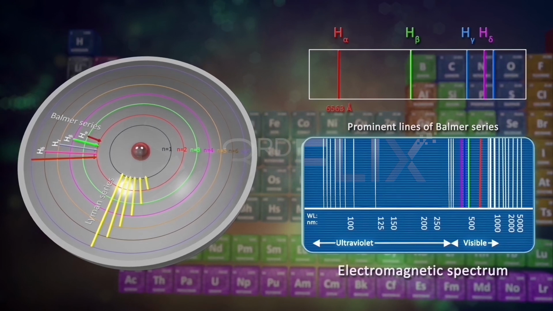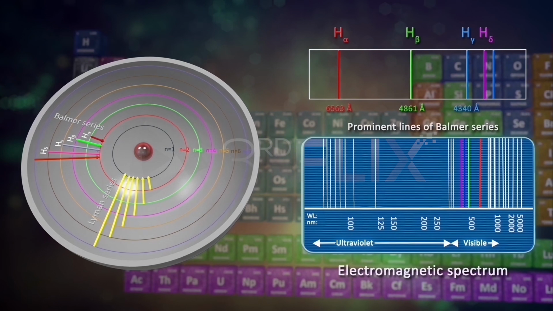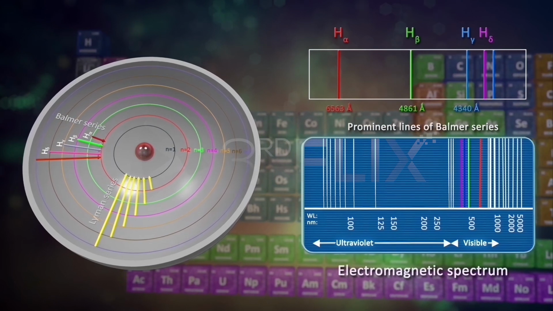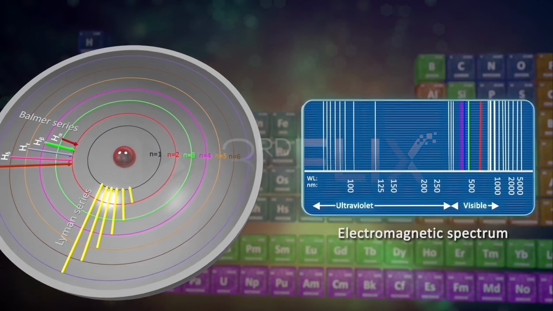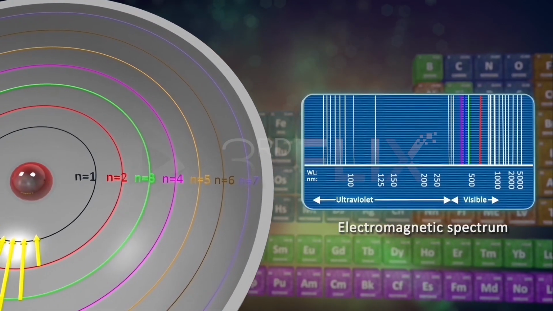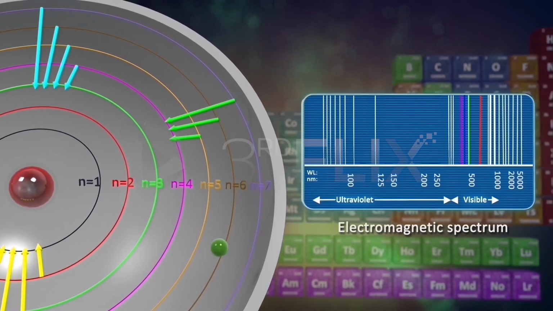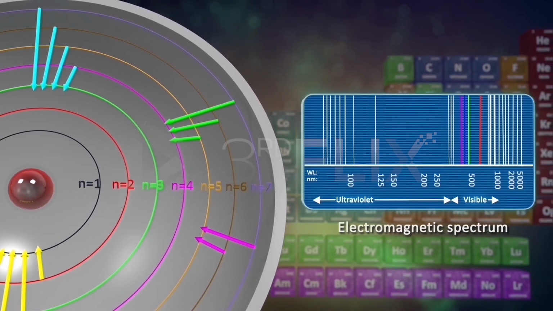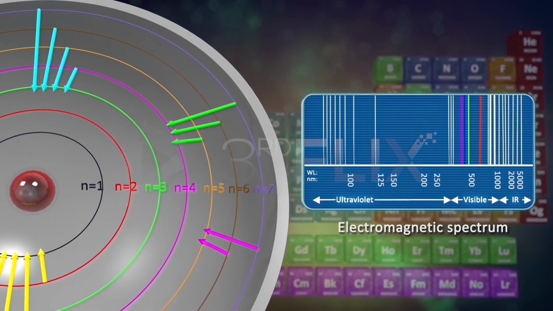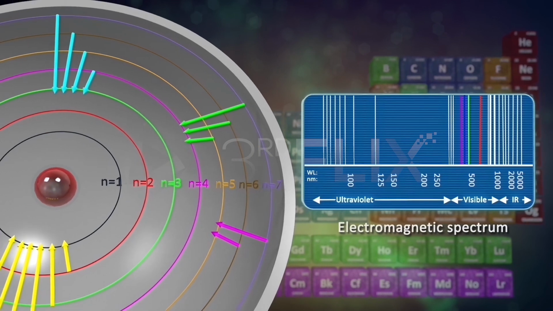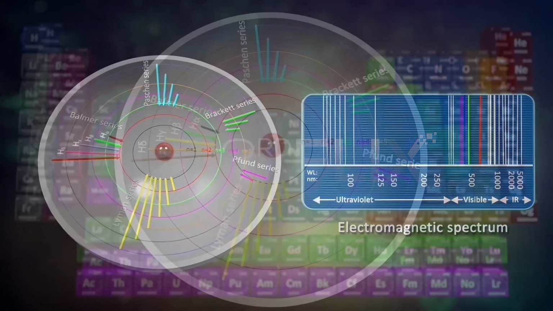6,563 angstroms, 4,861 angstroms, 4,340 angstroms, and 4,101 angstroms. Similarly, when an electron jumps from any of the higher orbits to the third, fourth, and fifth orbits, the respective sets of spectral lines are emitted in the infrared region. These sets of spectral lines are called the Paschen, Brackett, and Pfund series respectively.